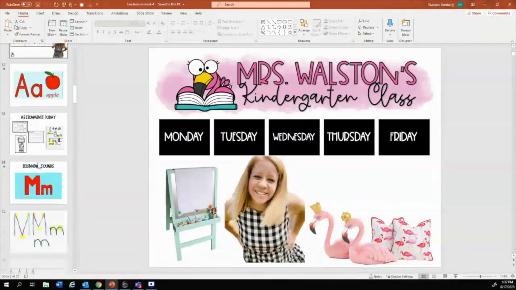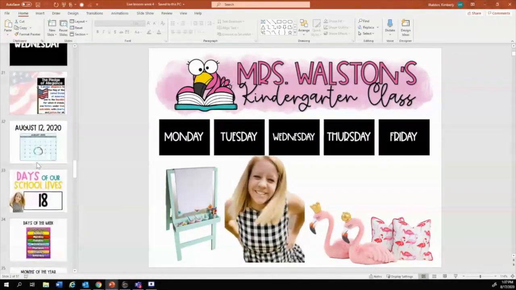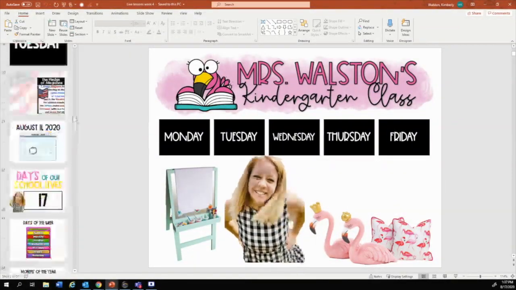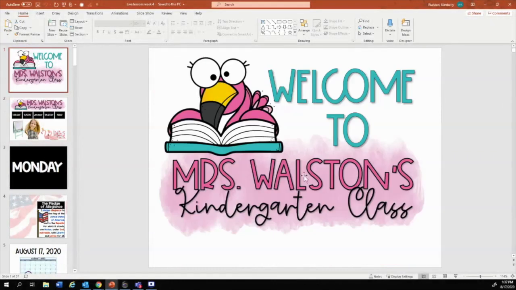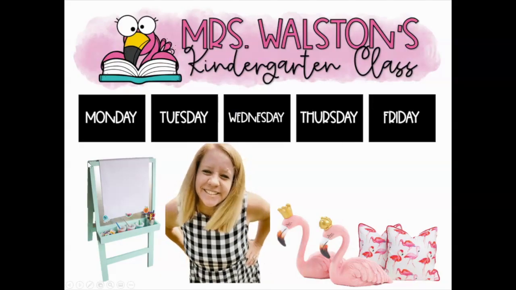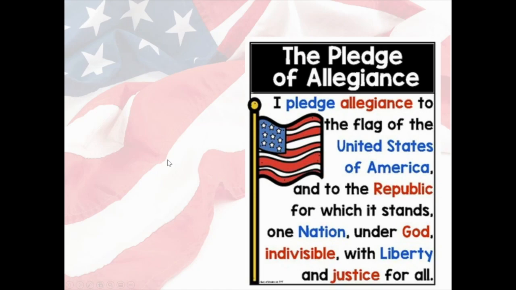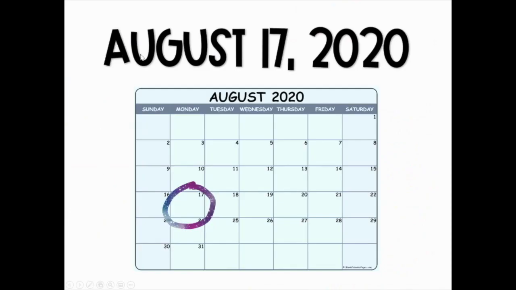So these are the pages in this PowerPoint that I am doing for this current week. And when I share my screen, my students see this welcome page first, and then I click to this day of the week slide when I'm ready to start. So whatever day of the week it is, I choose that day, and it goes to that day in the PowerPoint slide. We always start with the Pledge of Allegiance, and then we talk about the date.